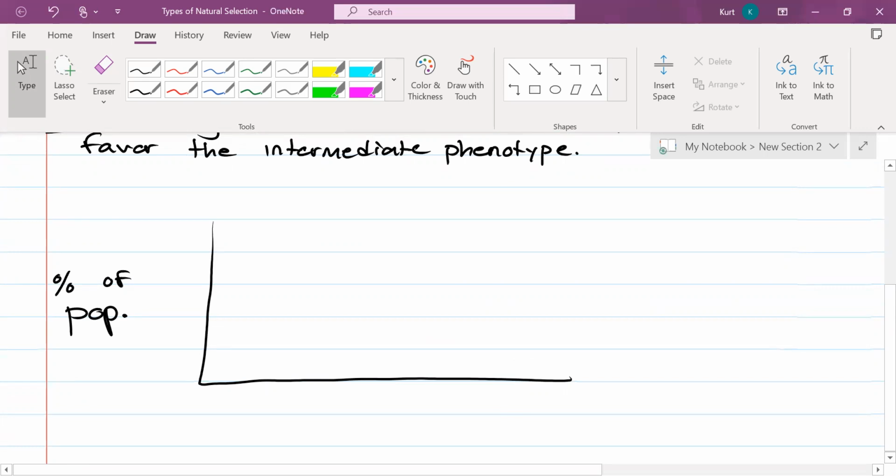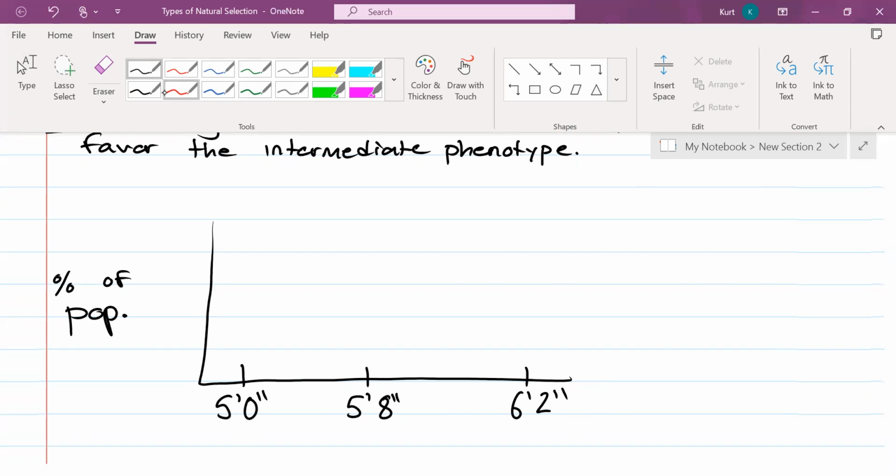I'm going to say that in Tampa, Florida, in 1950, women preferred men that were 5'8". This means that men that were 5'8" had the best chance to have a partner. So we're going to say 5'8" is right here in the middle. We're going to say 6'2" is over here as an extreme on the tall side, and 5 foot even is an extreme on the short side. So we have short men, we have tall men, we have intermediate men. In the year 1950, women in Tampa preferred the intermediate, so this is going to be the bell curve.